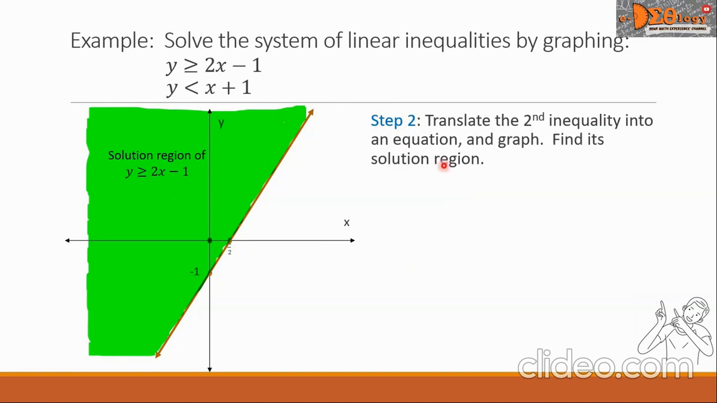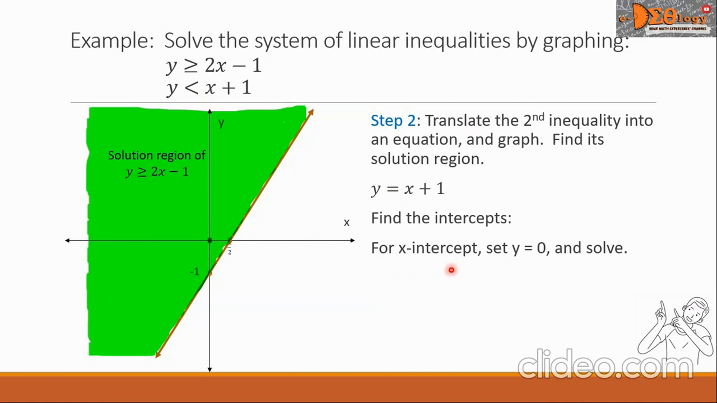For step 2, let us deal with the second inequality. So translate the second inequality into an equation and graph. Find its solution region. So for the second inequality, let us change the inequality sign into an equal sign. So we have now y equals x plus 1. Let us graph this line. And let us find the intercepts.